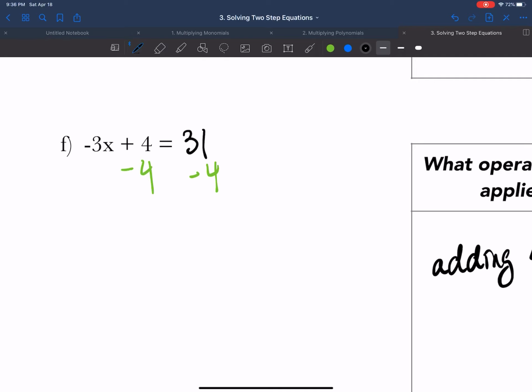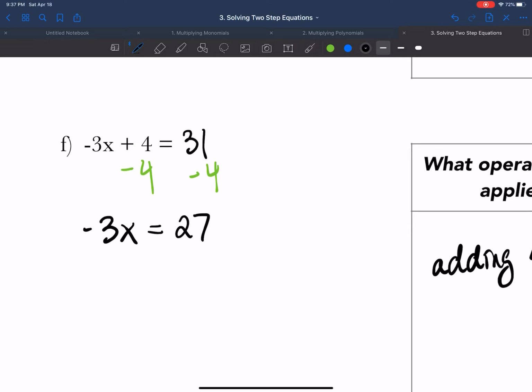Now, over here we got 4 minus 4. Those are like terms, that's what we're doing. 4 minus 4, that's 0, it's gone. So we're going to get rid of this, it's zero sum. They're gone. So I'm left with just -3x. On this side here, 31 minus 4 would be 27.